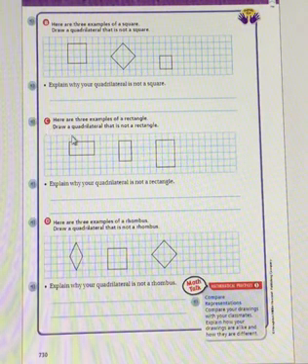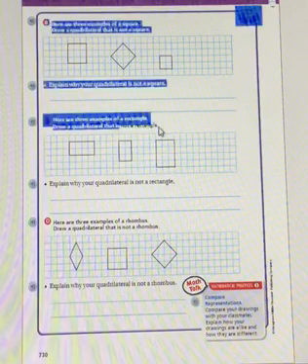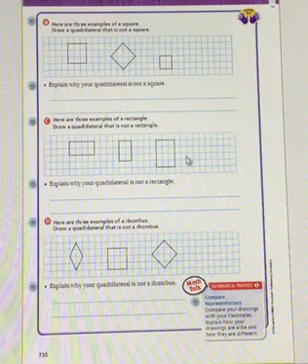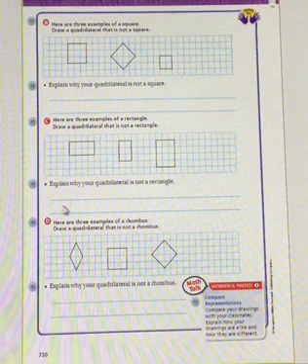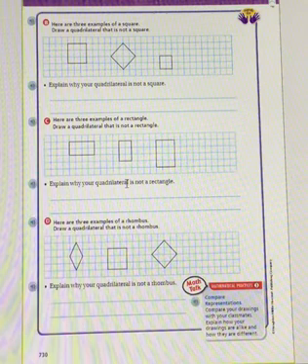Going down to C, we have 3 rectangles, and you're going to draw a 4th that is not a rectangle. There we go. All right. After you draw your shape, press pause on the video so you can explain why your quadrilateral, now it needs to be a quadrilateral, is not a rectangle. Please pause now.